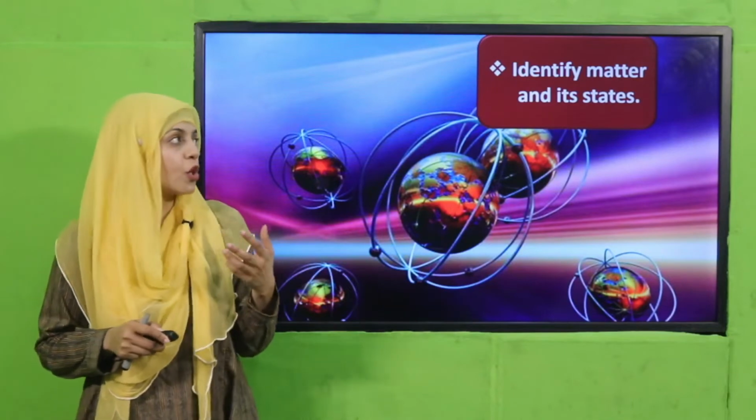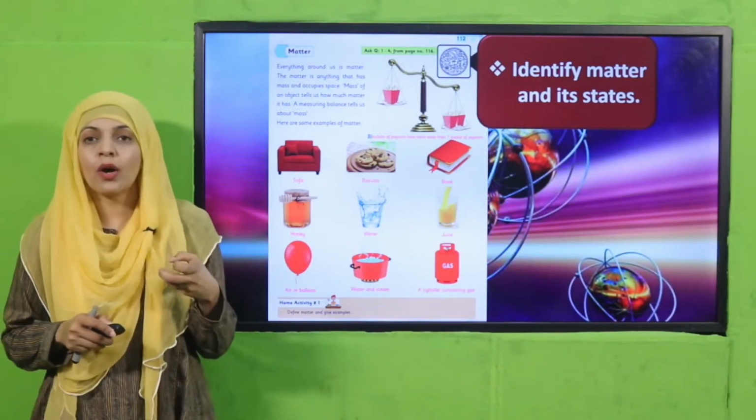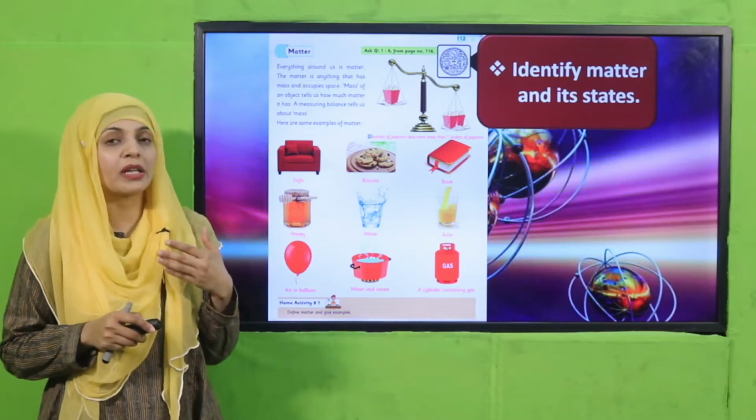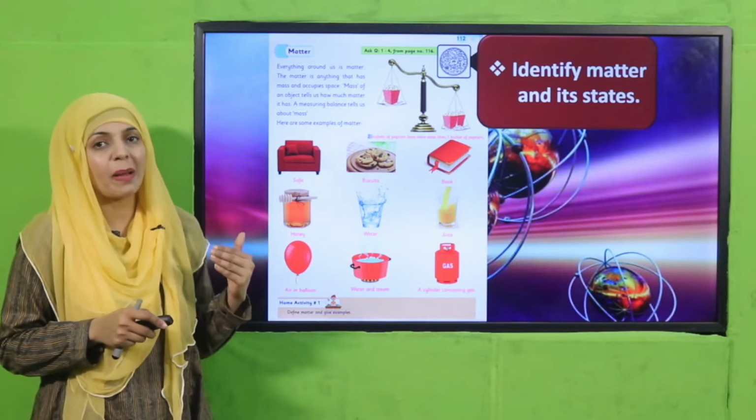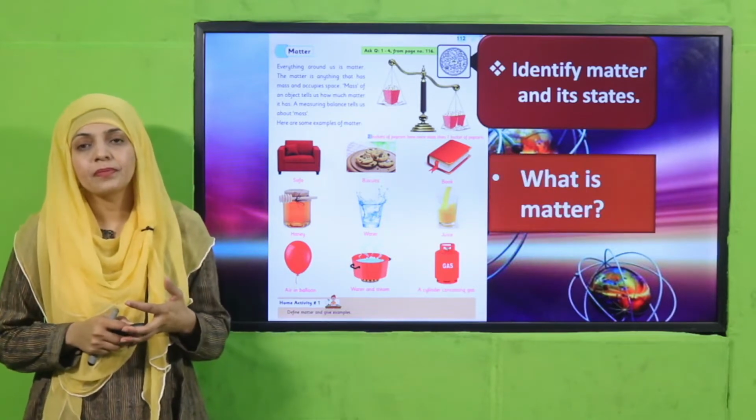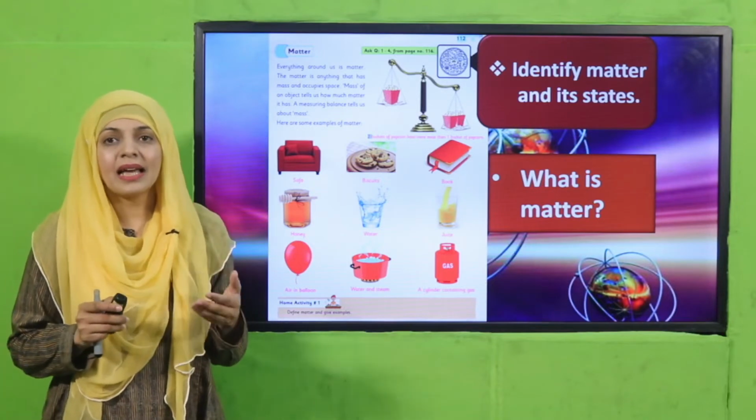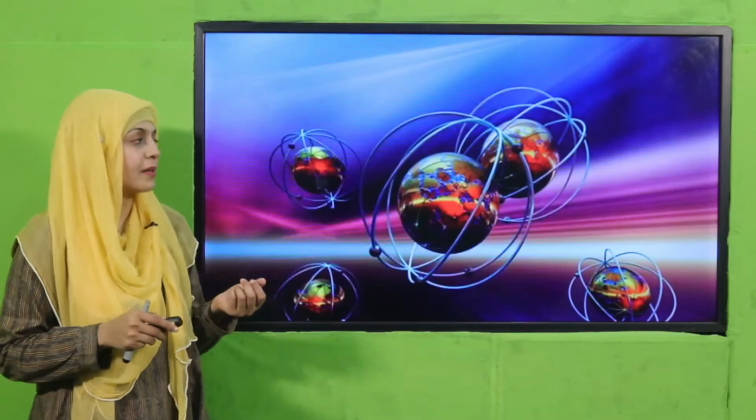So in the first lecture, we identified the matter and its states. So हमने देखा था कि matter है और क्या होता है matter, हमने इसको identify किया, define भी किया, mass के बारे में पढ़ा और हमने different states of matter जो हैं उनके बारे में भी पढ़ा. So what is matter? Anything that has mass and occupies space is called matter.